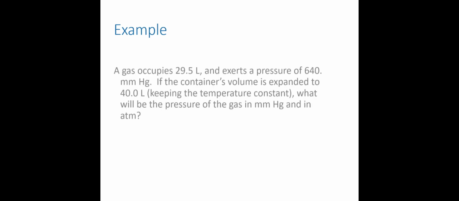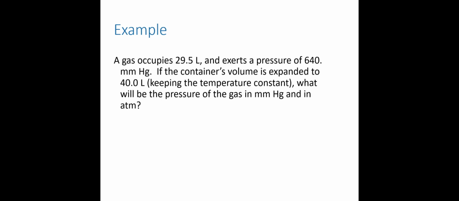So let's take a look at an example problem. So let's say we have a gas occupying 29.5 liters, and it's exerting a pressure of 640 millimeters of mercury. We're going to expand the volume, so in other words, we're increasing the volume, but keeping the temperature constant. And we want to know what the pressure of the gas will be. Well, let's go to the notes page and solve this problem.